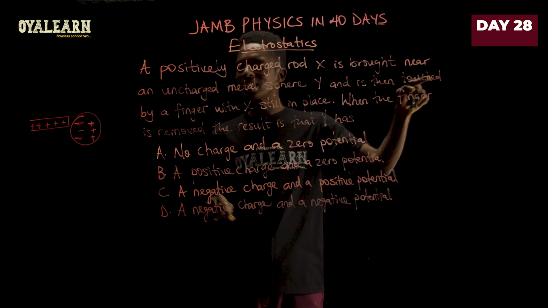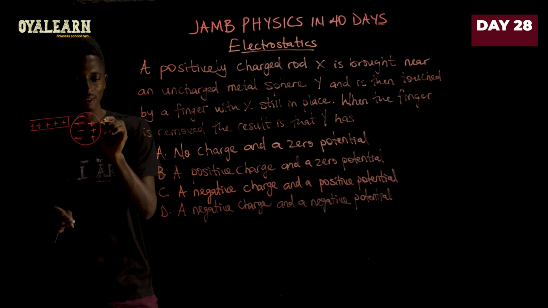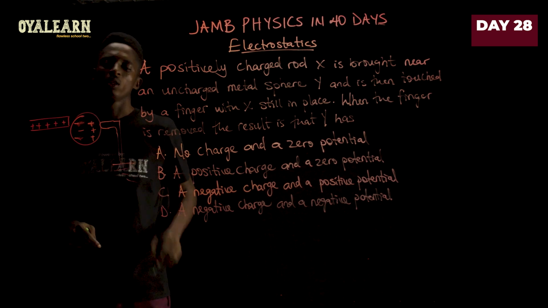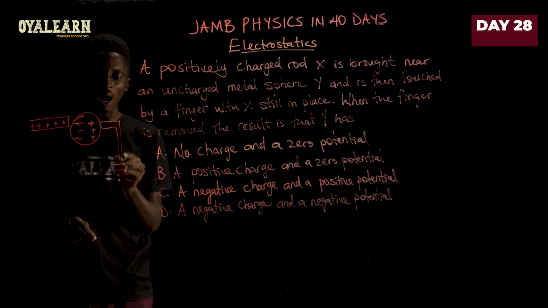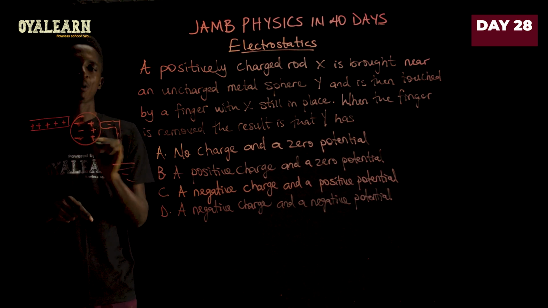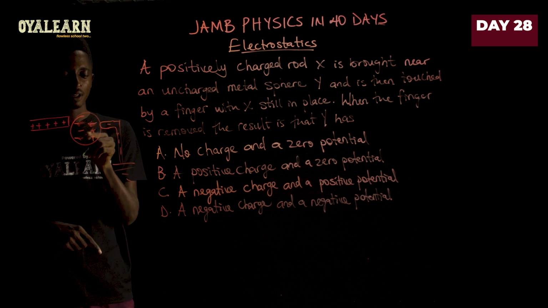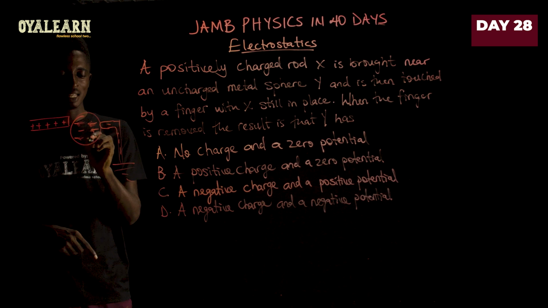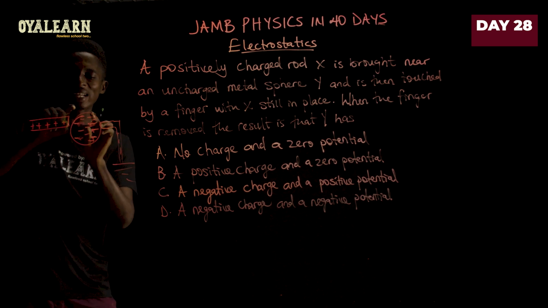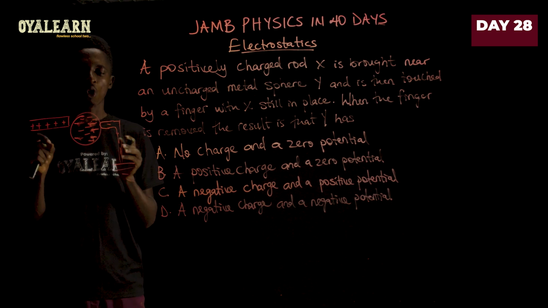Now, and then it is touched by a finger with X still in place. By the time you bring a finger here, remember this finger is to the ground. The moment you do this, negative charges begin to come. Now the negative charge will begin to neutralize this positive charge. As they begin to cancel out, it gradually becomes negative, becomes negative, becomes negative, until negative charge continues to accumulate on this sphere.